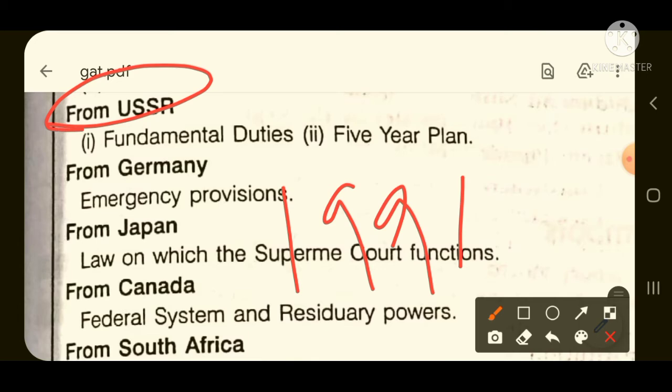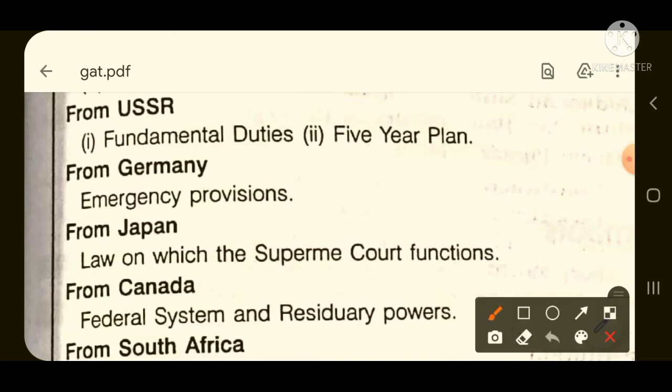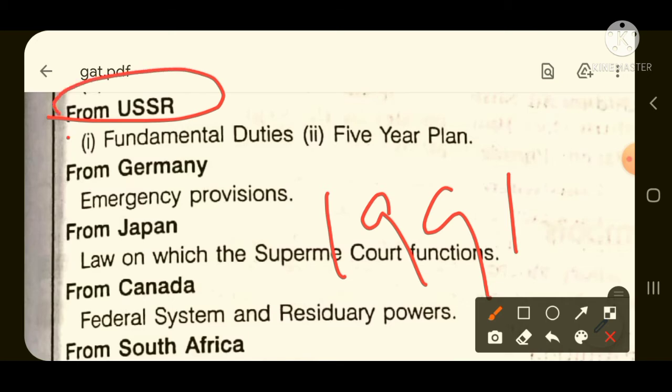But in the options, if you are getting Russia instead of USSR, then you have to tick Russia only. But if you get both USSR and Russia in your options, then in that case the correct answer will be USSR, because we borrowed this constitution before 1991. That time Russia was USSR, and the features are fundamental duties and 5-year plan.